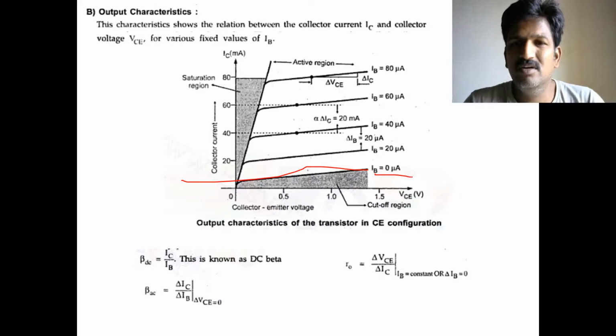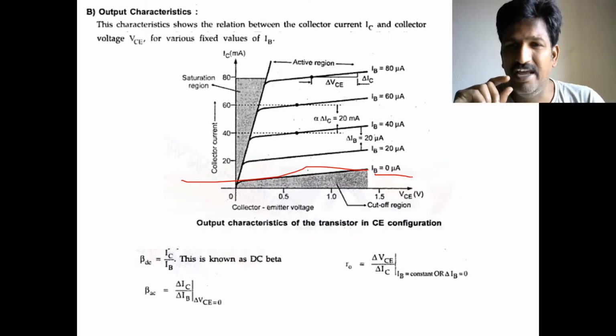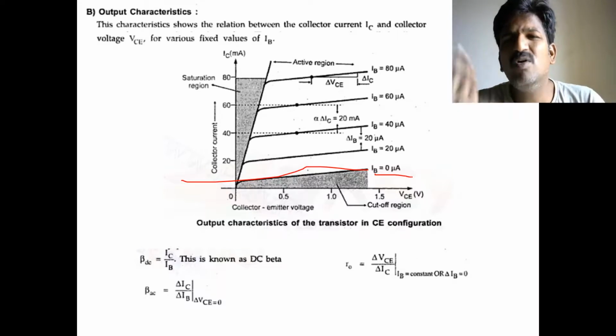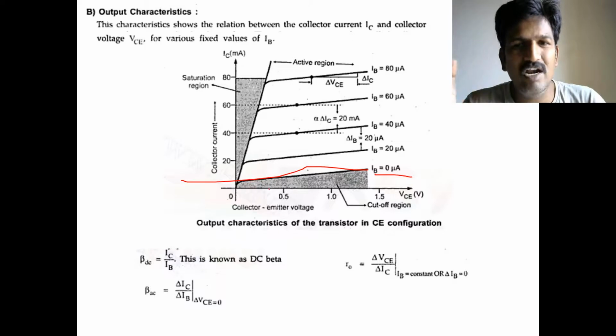Here you should observe this is the region. In this region, what happened? IB is equal to 0 microamps. It means there is no conduction of the diode formed between the base and emitter. The junction between the collector and base is already in reverse bias, and now the base to emitter junction diode is also in reverse bias. That region is called the cutoff region.